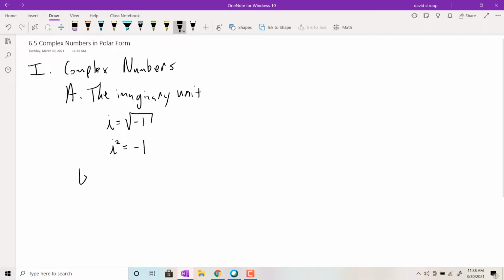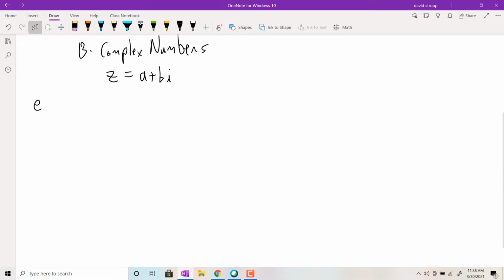Complex numbers then are a mix of real and imaginary numbers, right? So the standard form for a complex number, which they'll give the letter z to, is going to be a plus bi. Okay, so a is the real part, and then b is the imaginary part.